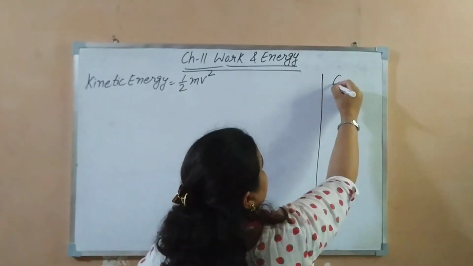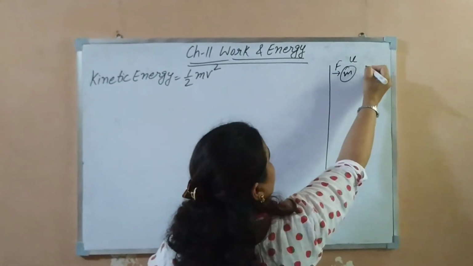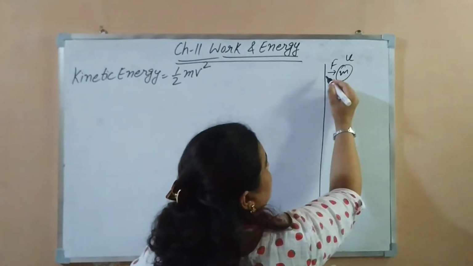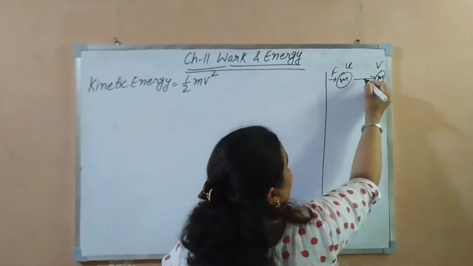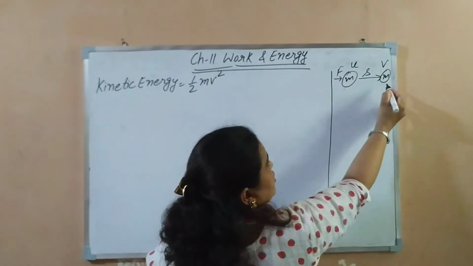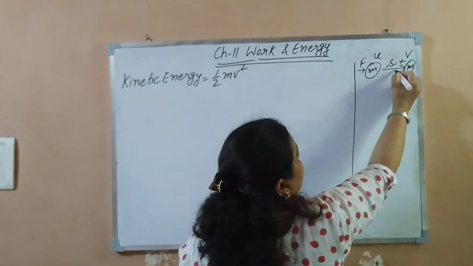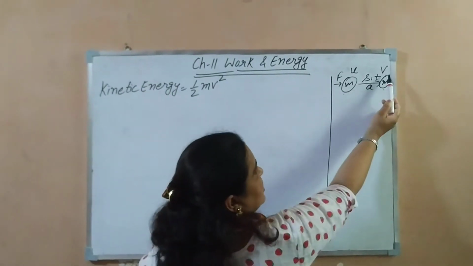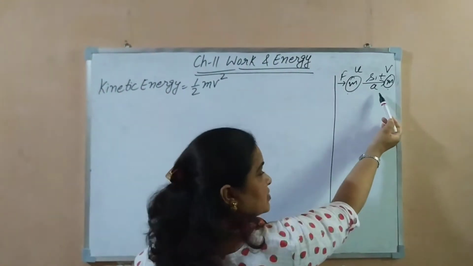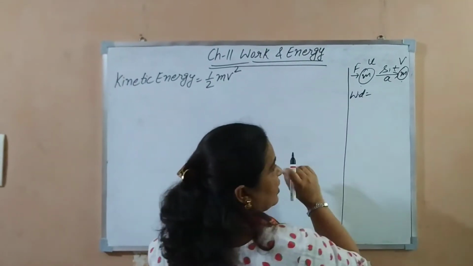First of all, we considered a body of mass m. Force is applied on the body. It is already in motion with initial velocity u. We have applied the force, so its velocity changes from u to v, and it is displaced from this position to this position. S is the displacement in time t. So we said a is the acceleration produced, because velocity changes in time t. So we can say that work is done on the body.